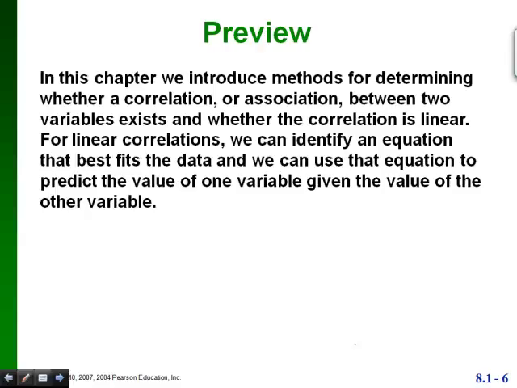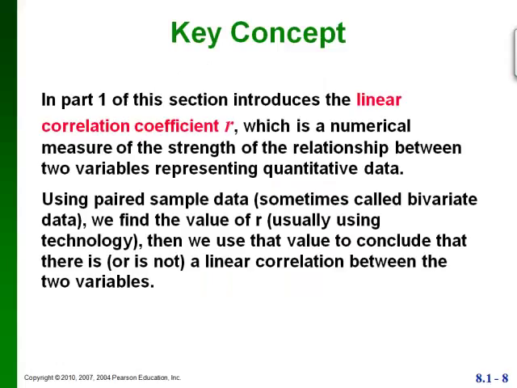In other words, if it's something like a straight line relationship. If there is a straight line relationship, then we can find an equation for the straight line that best fits the data, and we can use that equation to do some predictions for the value of one variable given the value of the other variable. So first we'll talk about correlation.